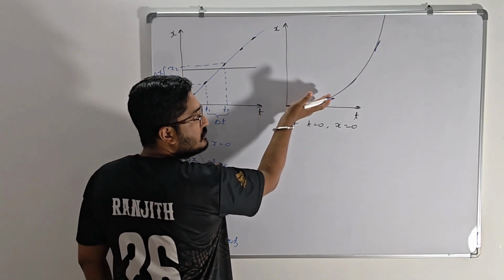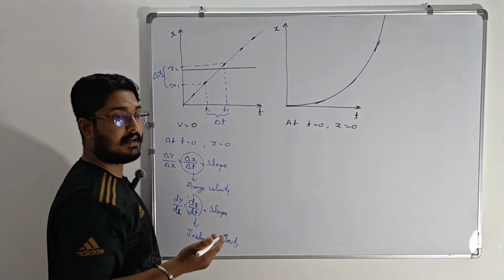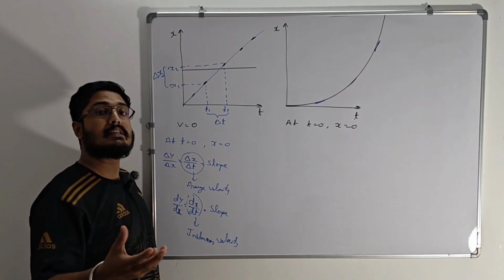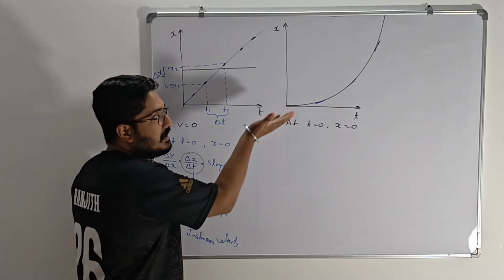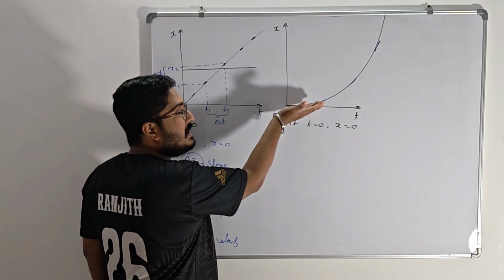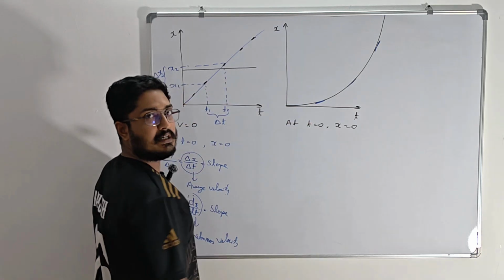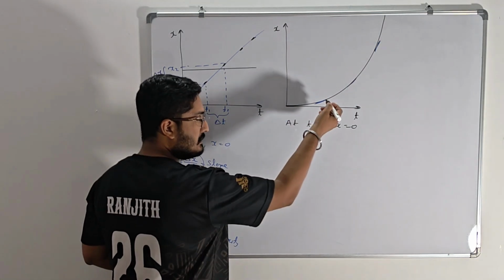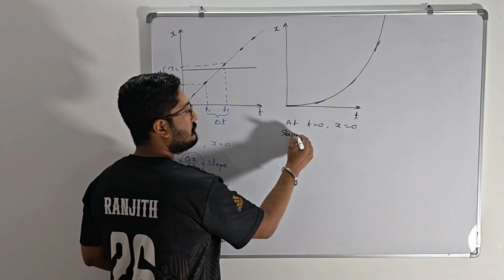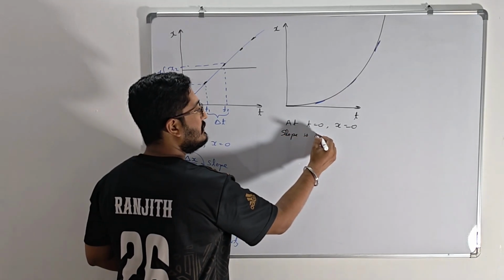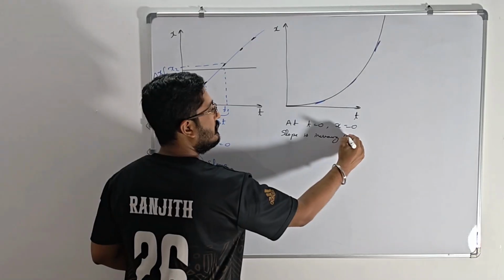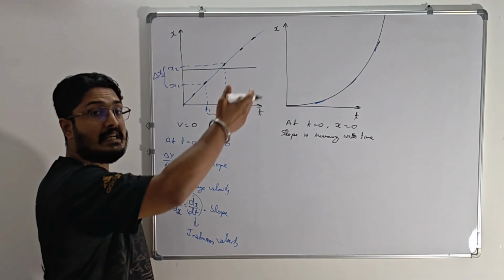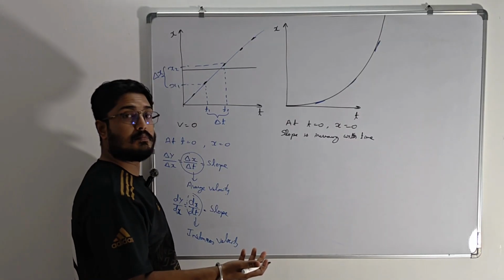Look at the slope. The slope is nothing but steepness. I tell my students that whenever you are having confusion in understanding slope, think of it as the steepness of the curve. Initially, the steepness was less, but eventually the steepness of the curve is increasing. And steepness in our case is slope. So I can say in this diagram, the slope is continuously increasing with time. And what is slope? Velocity.